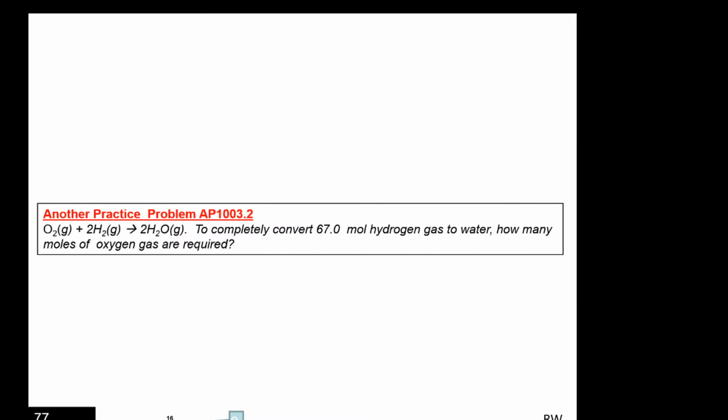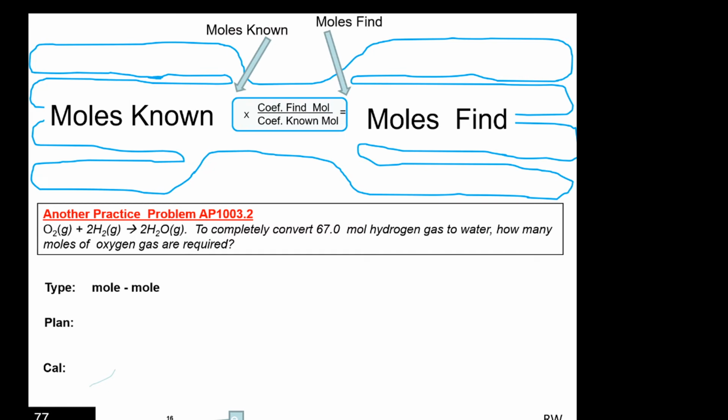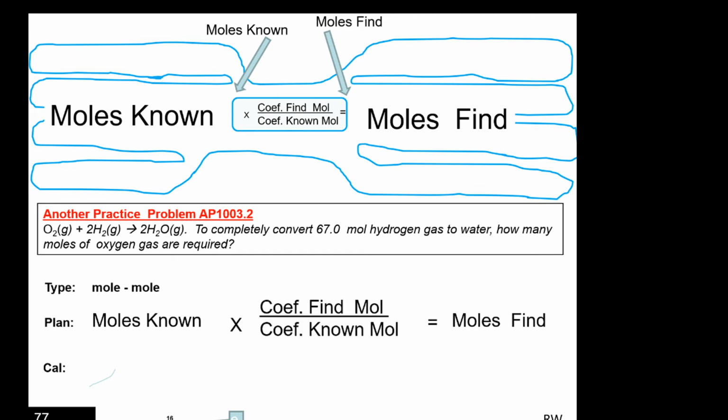Okay. Alright, so let's do another practice problem. Here you have oxygen and hydrogen making water. And the question is, to completely convert 67.0 moles of hydrogen gas to water, how many moles of oxygen are required? Okay, so they're giving you moles, and they're asking for moles, so that's a mole problem. So we're just interested in the core of the equations. So to find the moles you're looking for, you take the moles of the known and multiply by the mole ratio. So let's do this.